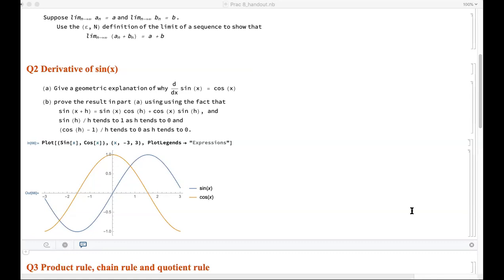Our limit is h goes to 0 of the function at x plus h minus the function at x, divided by h. Okay, good. But intuitively, using this geometric plot, how do you show that the derivative of sine x is cos x? Okay, take some points on sine x. If I say x is 0, what do you think is the derivative of sine x?